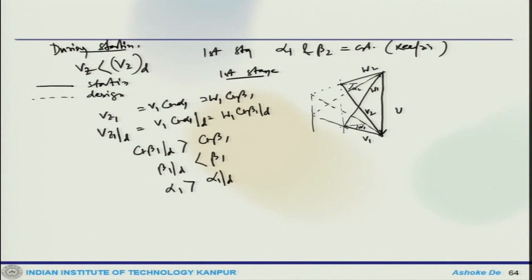So, when you go to the second stage, similarly we can draw the velocity diagram and look at these design conditions of the angles. So, we will stop here and continue the discussion in the subsequent lecture.